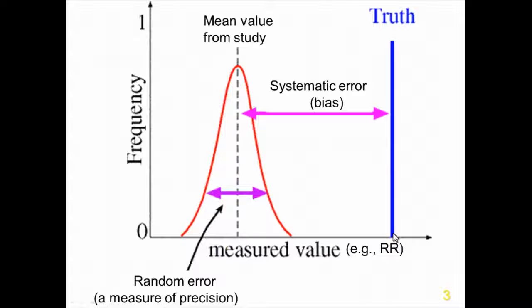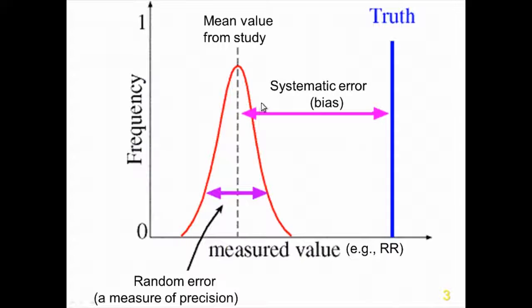But we may have some bias in our study design, or the way we collect the data perhaps, or the way we recruit participants. And so that bias is represented by this difference here between the value of the relative risk we actually obtained in our study and the truth. So we don't actually know what that difference is, but we try and minimize the difference by minimizing sources of bias in our study. But the other sort of error that we have to contend with is random error.